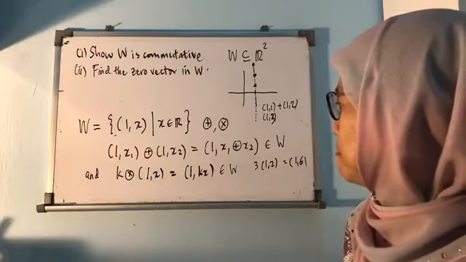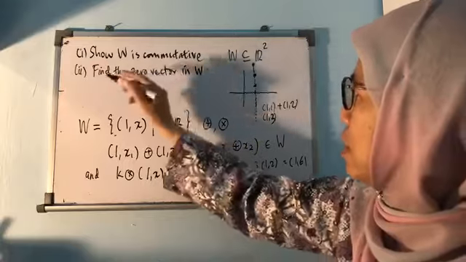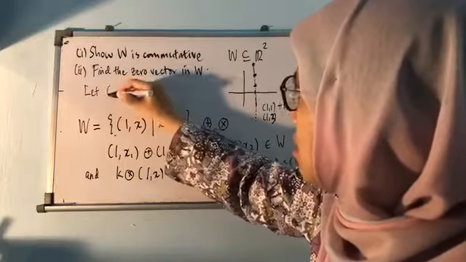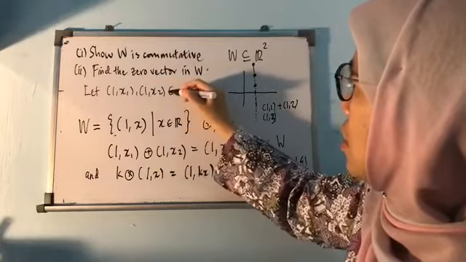Now, how to show it's commutative? Let (1, x1), (1, x2) be in W.